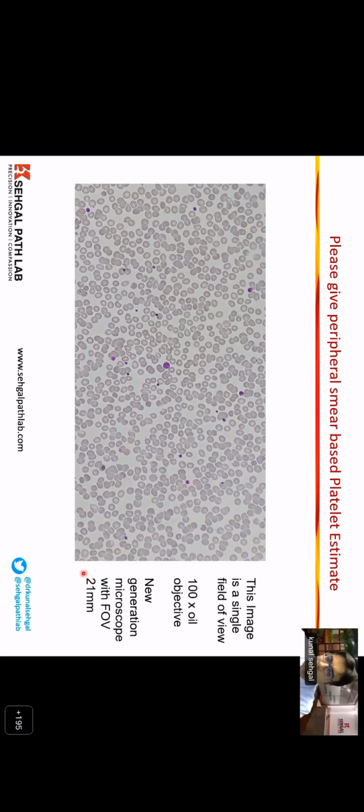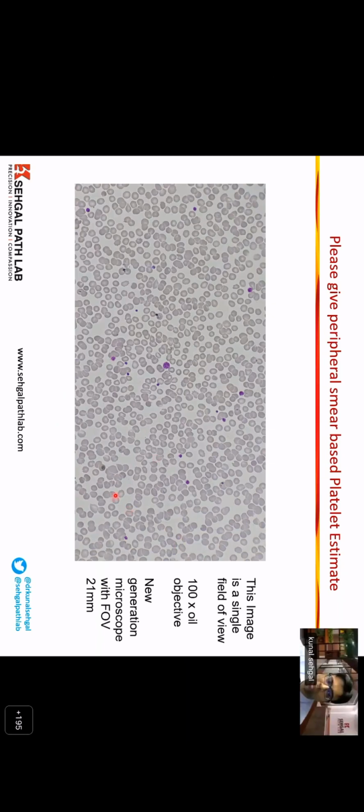And if I told you, the area of vision, the field of vision, is 21 millimeter. So that is the field number. The diameter of the eyepiece will depend on that, and the area will change according to that. So if the area is higher, then we need a smaller multiplication factor.